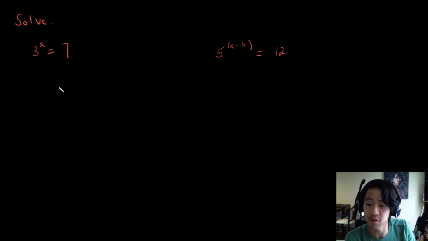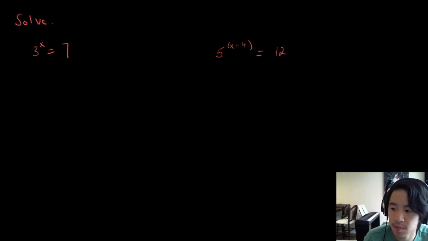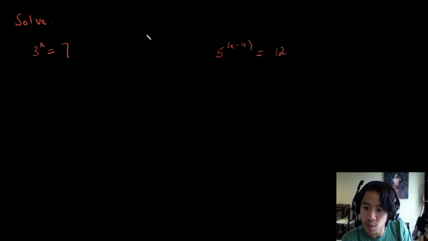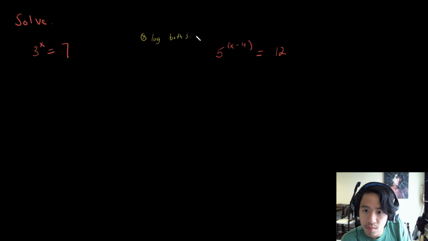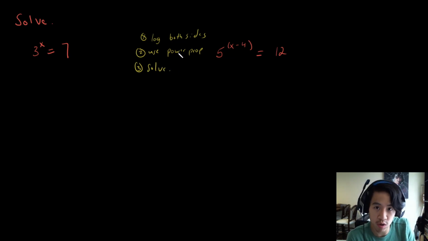So we're asked to solve these, and we're just asked to solve for x here. What we're going to do is, step one, log both sides. Step two, use the power property. And step three, solve for x normally. So let's go through these steps.